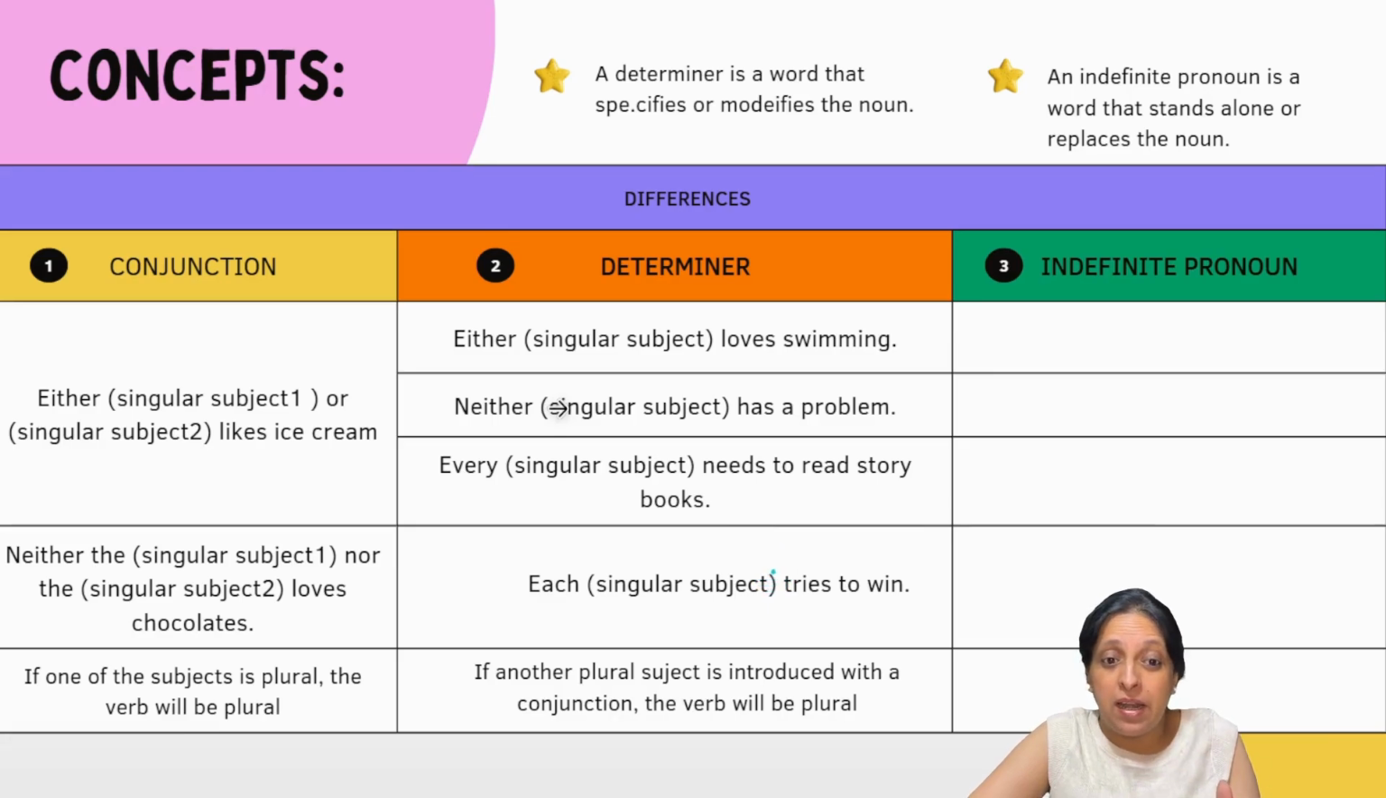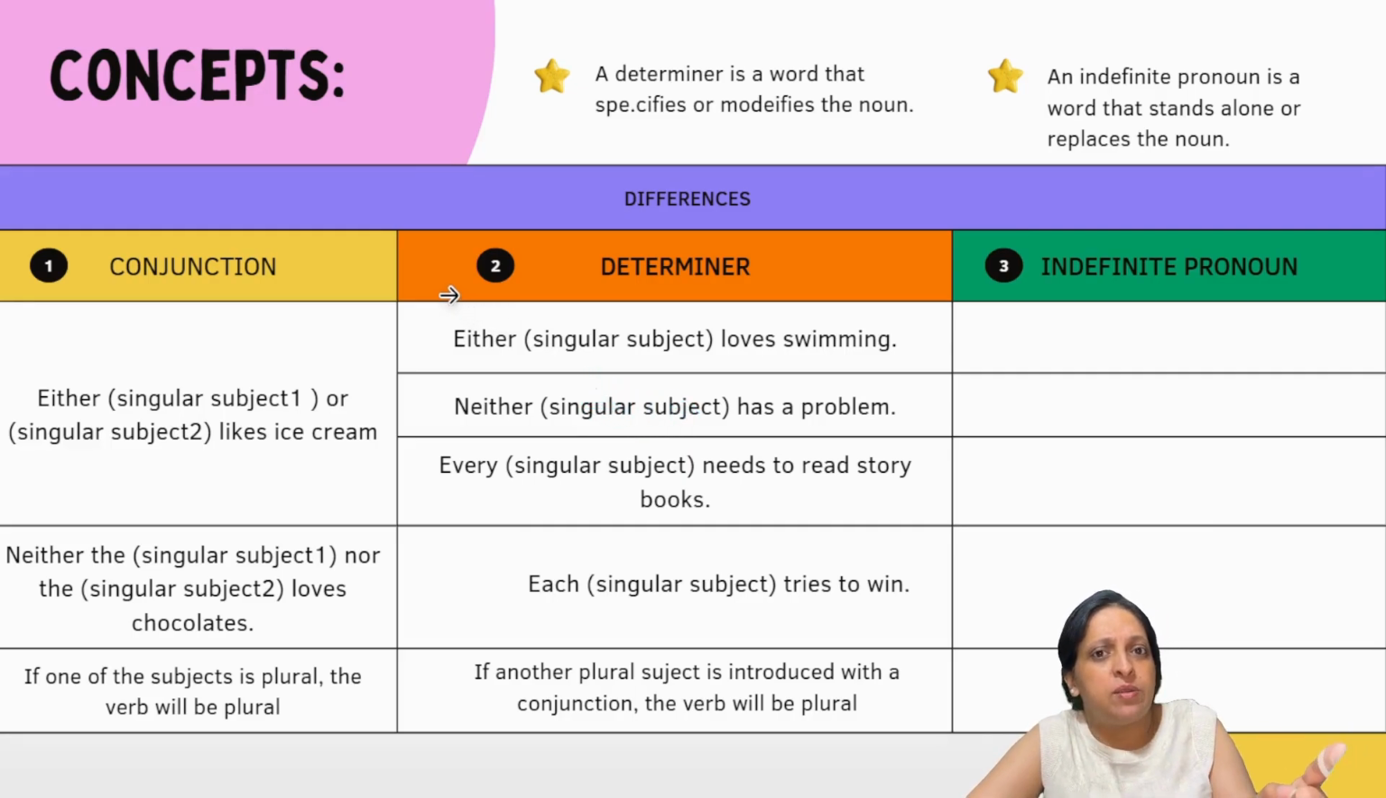Next one, let's see another determiner. Every can be used as a determiner also. And what is happening? For example, we say that the determiner is a word that specifies or modifies a noun. So what is it doing when I'm saying either boy loves swimming? What am I doing? Basically, I'm specifying the boy.